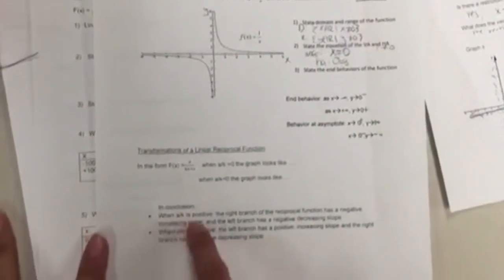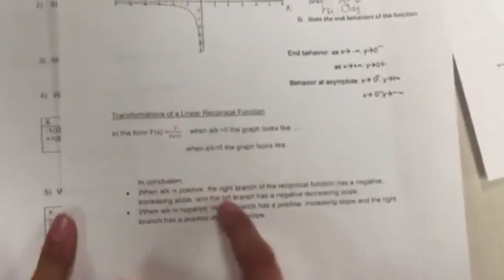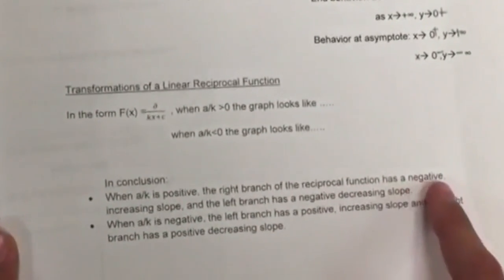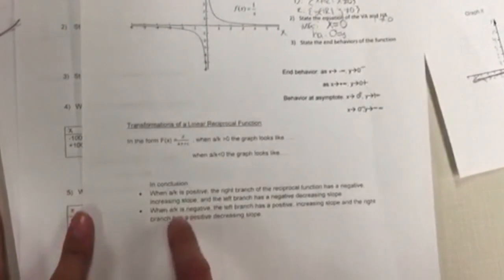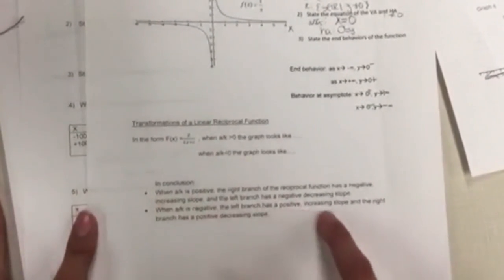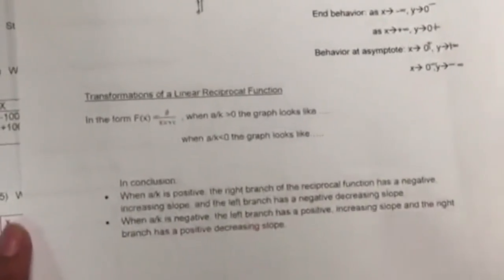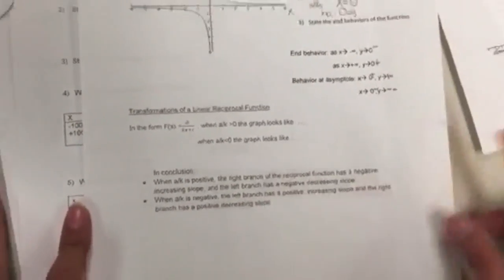In conclusion, when ak is positive, the right branch of the reciprocal function has a negative increasing slope, and the left branch has a negative decreasing slope. And when ak is negative, like either a or k, like I said, the left branch has a positive increasing slope, and the right branch has a positive decreasing slope. And I showed you this in decimals. So now, example 1.